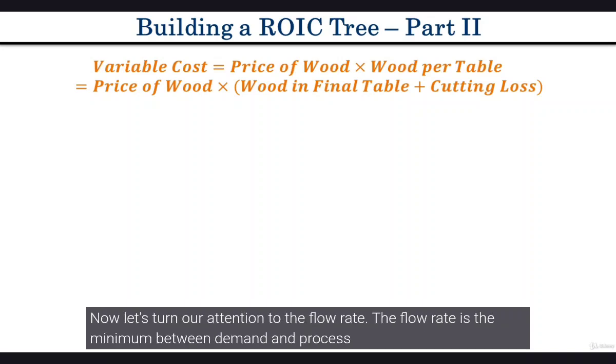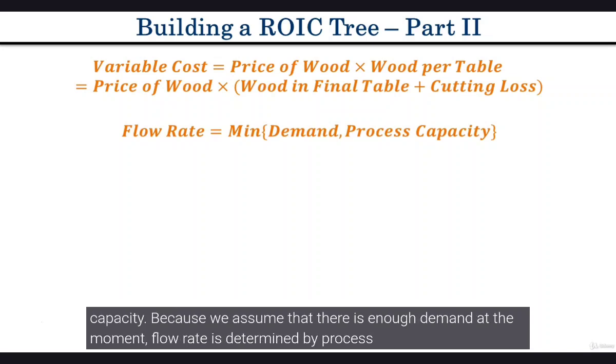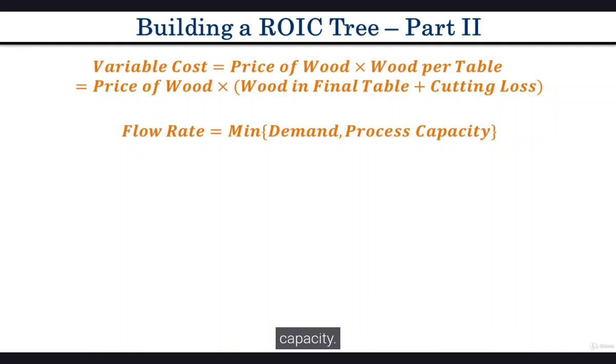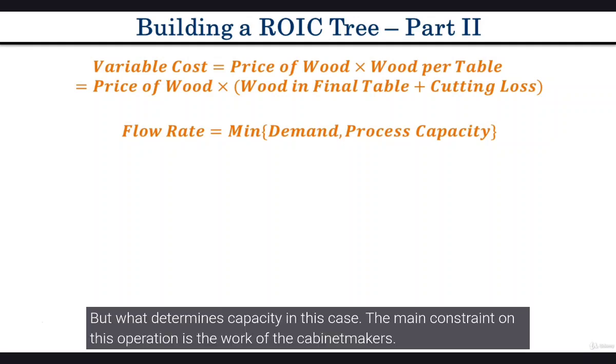Now let's turn our attention to flow rate. The flow rate is the minimum between demand and process capacity. Because we assume that there is enough demand at the moment, flow rate is determined by process capacity. But what determines capacity in this case?